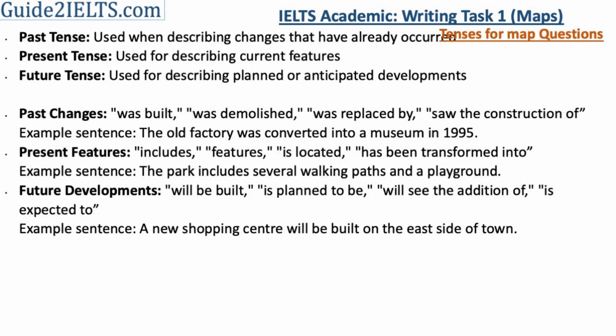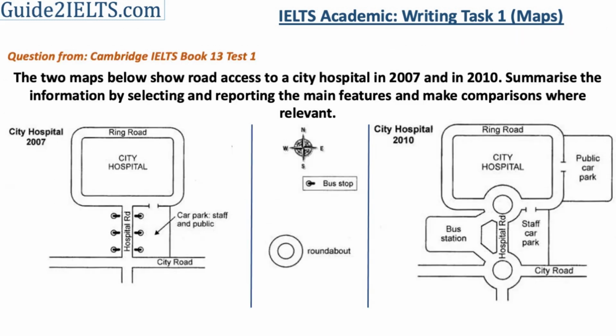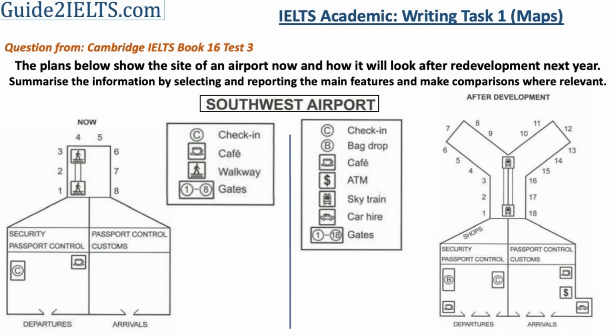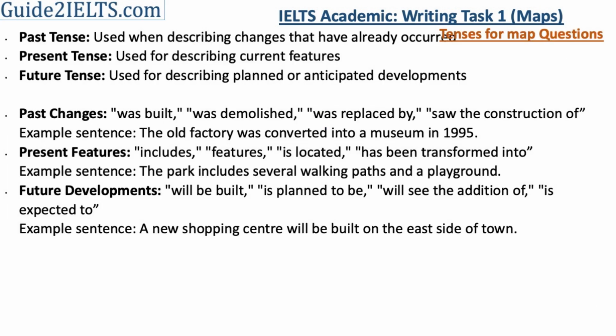In IELTS Academic Writing Task 1, map questions depict changes over different time periods. The tense you use depends on whether the map shows changes in the past, present, or future. We may get two maps which are both in the past. For example, here the two maps are for the years 2007 and 2010. So both are in the past. Sometimes we get past and present, and very often we get present and planned future development. The tenses you use, the words you use will depend on this.